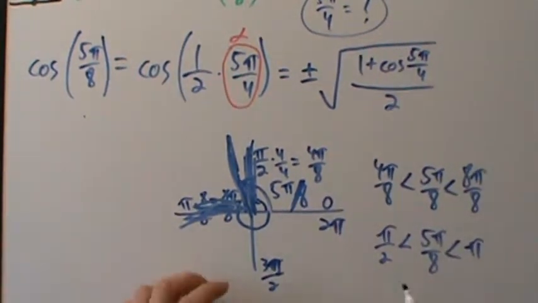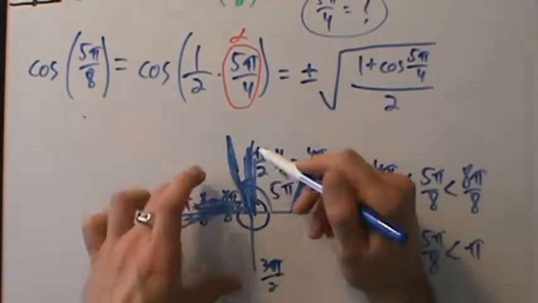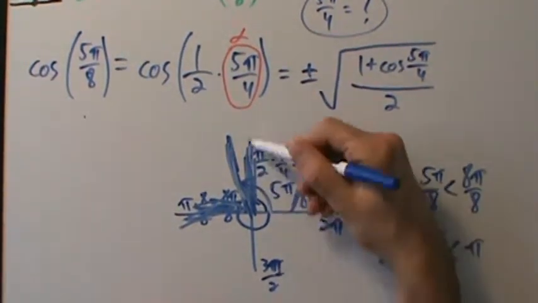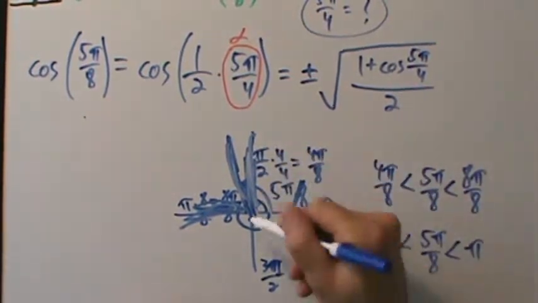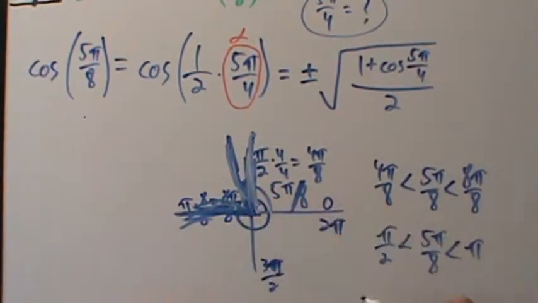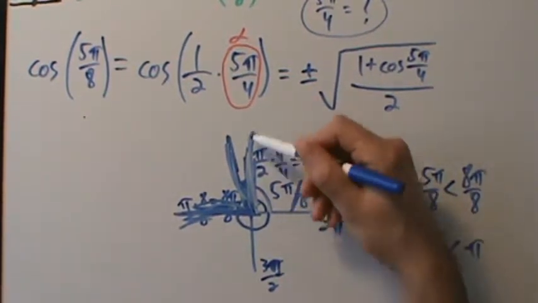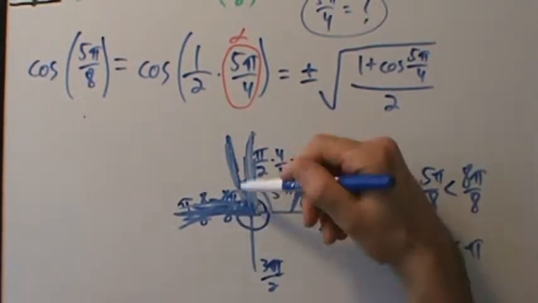All we care about is what quadrant it is in, and we see 5 pi over 8 is just barely a little bit into the second quadrant here. Because here's pi over 2, which is 4 pi over 8. Here's pi, which is 8 pi over 8. So 5 pi over 8 is between those two. So 5 pi over 8 is between pi over 2 and pi. So 5 pi over 8 is in quadrant 2.